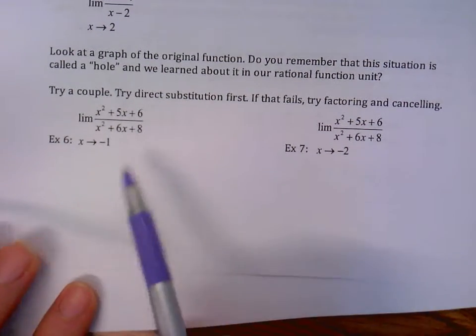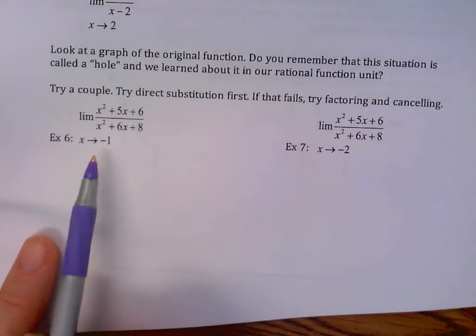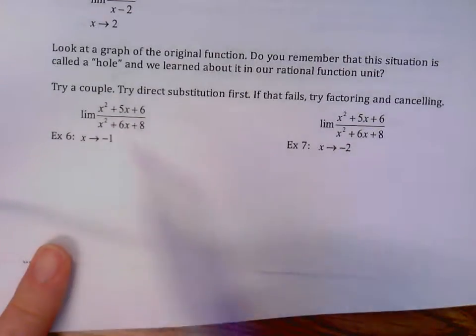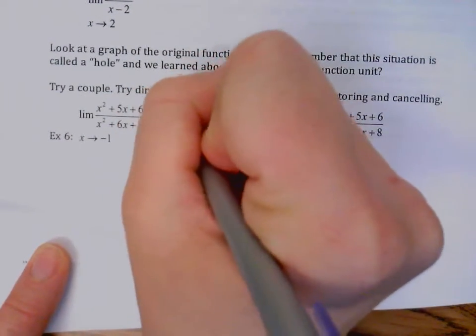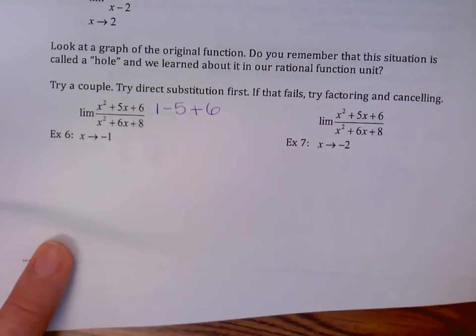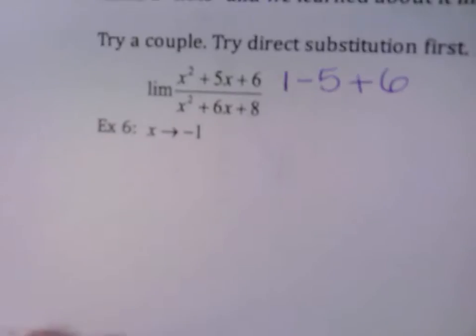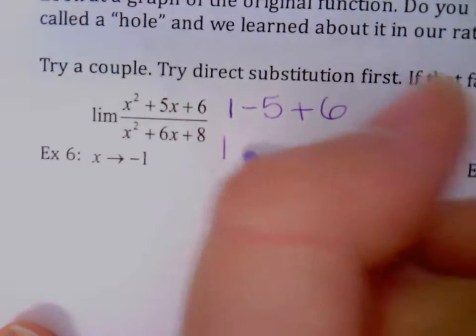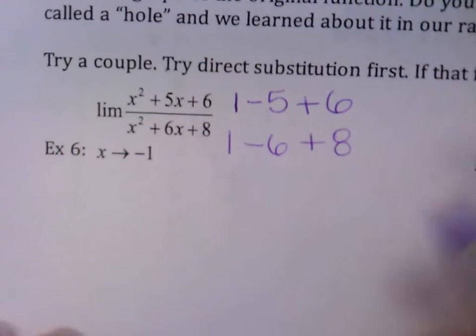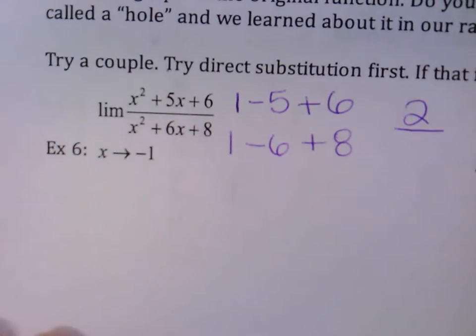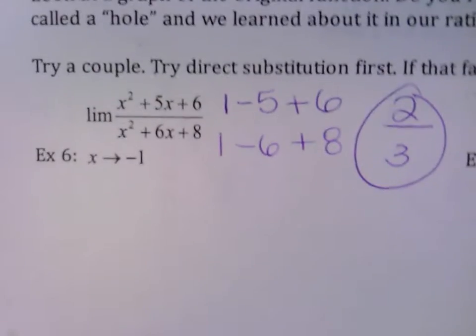All right, I'm going to talk through them. I can plug -1 in, no problem, and just evaluate. So if I plug in -1, I would get 1 minus 5 plus 6 in the numerator. And I would get 1 minus 6 plus 8 in the denominator. So what's that give me? 2 over 3. Anyone get 2/3 for the first one?